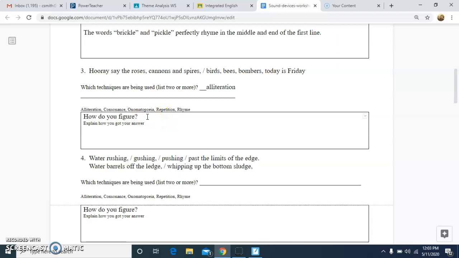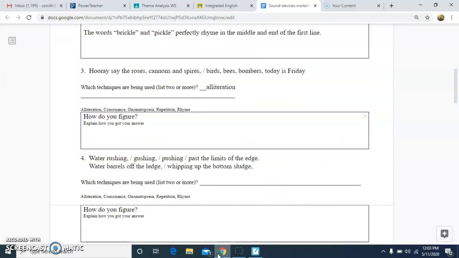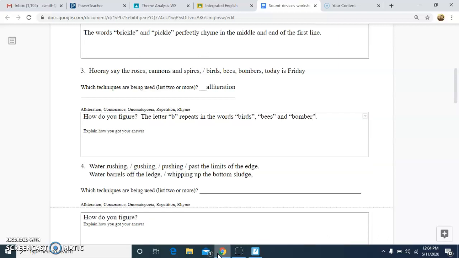When we do alliteration, if we go back and look at this sheet, we want to know what letters repeat in what words. So I'm looking right here. I'm going to put down that the letter B repeats in the words birds, bees, and bombers. So again, when I'm talking about alliteration, I'm talking about the letters and what words they're repeating in.